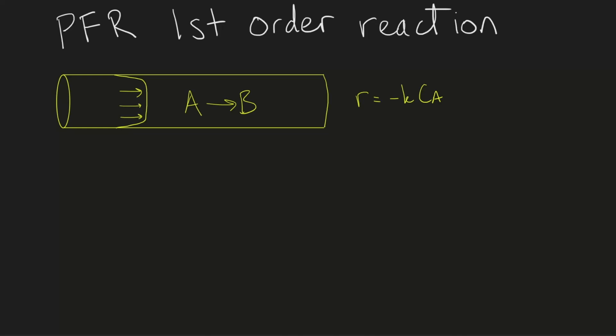Hello everyone, in this video we are going to solve the reaction kinetics of a PFR with a first order reaction. Now PFR is known as a plug flow reactor. And it's called a plug flow reactor because our flow is fast enough that we get essentially plug flow. So it's basically a constant fluid velocity throughout this pipe.